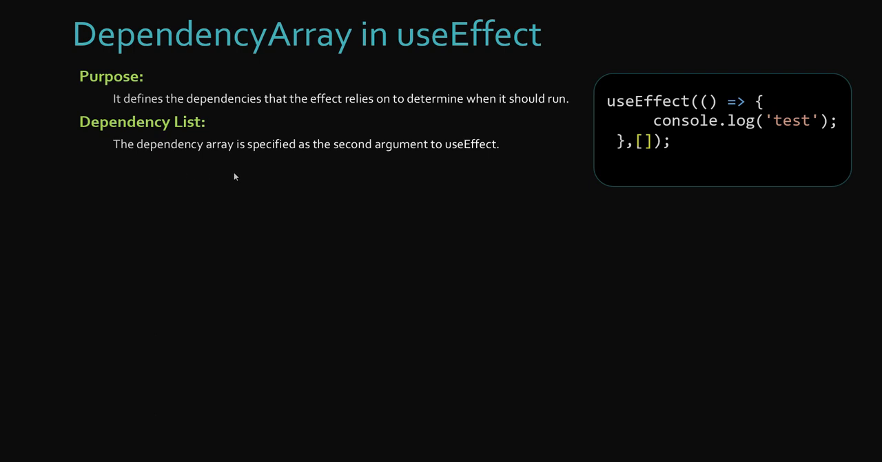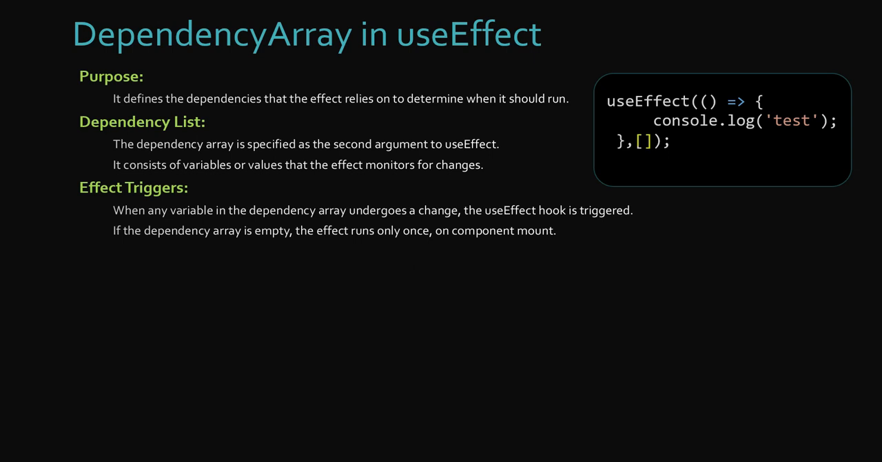The dependency array is specified as a second argument to the useEffect. It consists of variables and values that the effect has to monitor for changes. When a variable in the dependency array undergoes a change, the useEffect is triggered. If the dependency array is empty, the effect runs only once, that is, when the component is mounted.